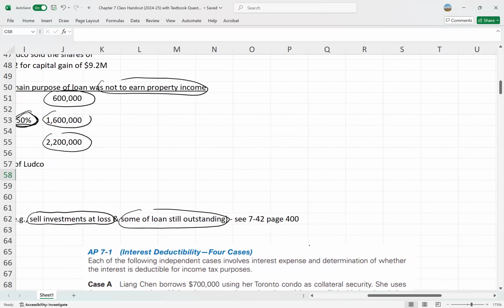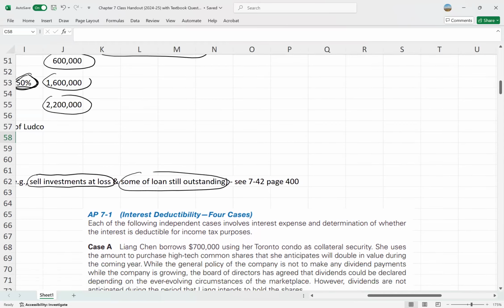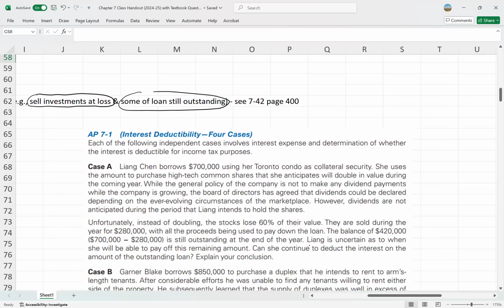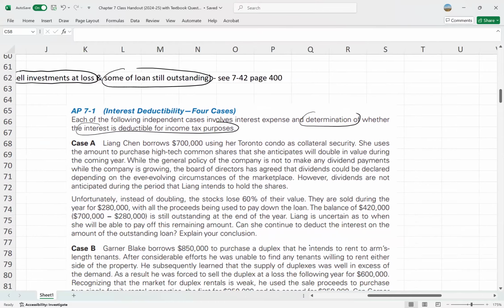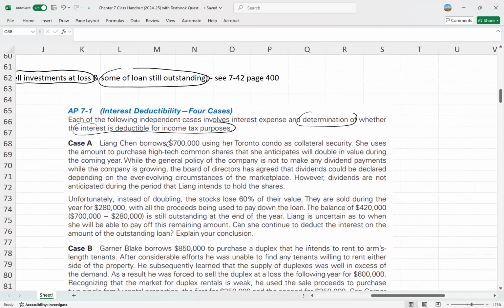What I want to do then is go through some cases that relate to interest and whether or not the interest is deductible. Each of these cases is independent, and our job is to determine whether or not the interest is deductible for income tax purposes. So the first case, this individual borrowed $700,000 using her condo as collateral.